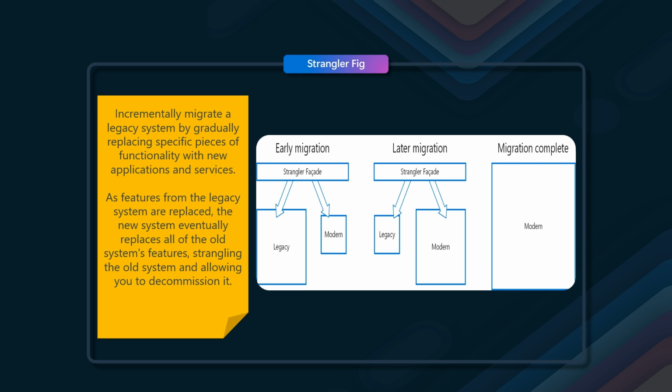The Strangler Fig pattern does not typically involve the lift and shift or lift and transform approach. Instead, it focuses on incrementally migrating a legacy system by gradually replacing specific pieces of functionality with new applications and services. Here are some key points. Incremental migration: the Strangler Fig pattern involves gradually replacing parts of the legacy system with new services. This allows for a controlled and step-by-step transition rather than a wholesale move.